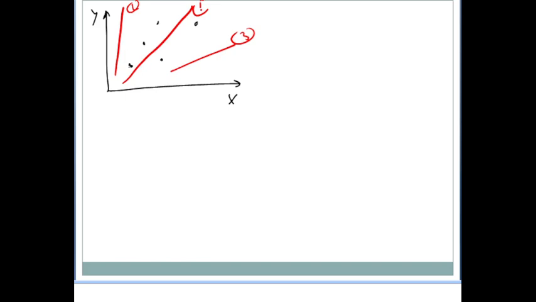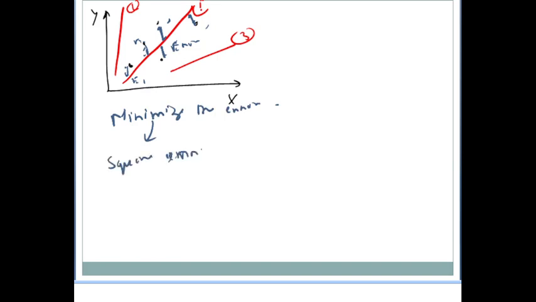Here this is this much, this much, this much. These are called the error. This will be error 1, error 2, error 3, error 4, error 5, etc. So here we will have to minimize the error, and the best method for minimizing error is the square error method. So we'll be using the square error method.